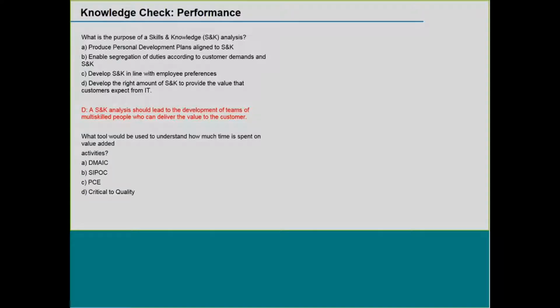What tool would be used to understand how much time is spent on value-added activities? DMAIC, SIPOC, PCE, or critical to quality? Well, we did just review the PCE equation, and again, that is directly related to figuring out how much time we're spending on those value-add activities.